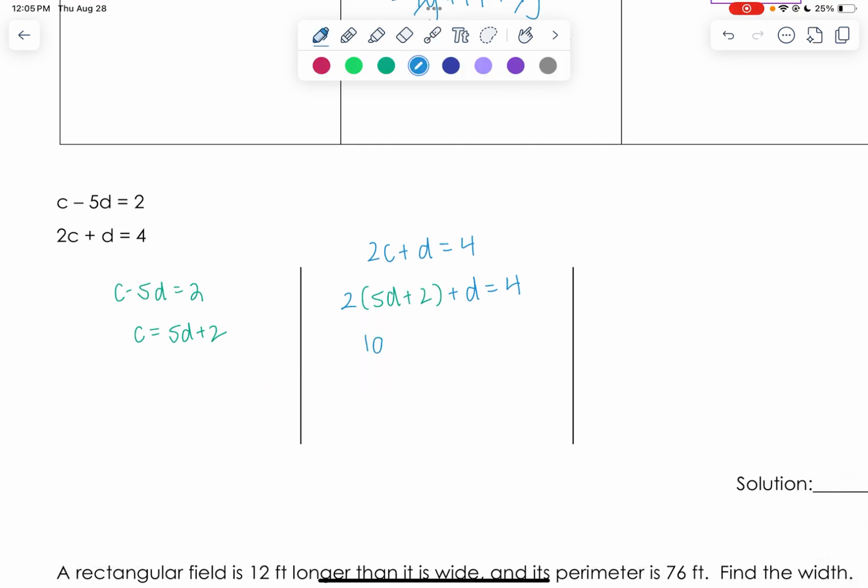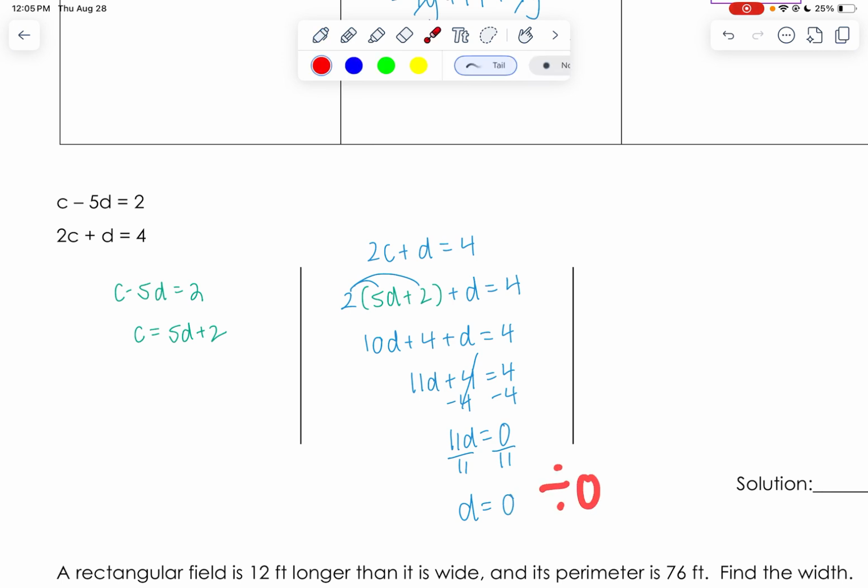So I have 10D plus 4 plus that other D equals 4. Combine like terms and I get 11D plus 4 equals 4. Subtract 4. My variable is not canceling out here. I get 11D equals 0. You're allowed to have 0. From here, if you divided by 11, 0 divided by 11 is just 0. That's allowed. You can have that. You can't divide by 0, but you can have 0 in the numerator.